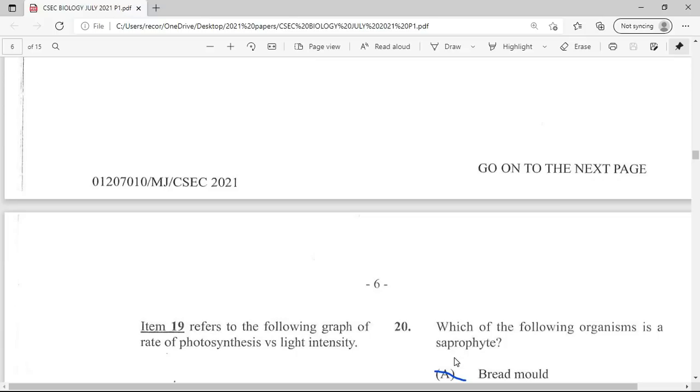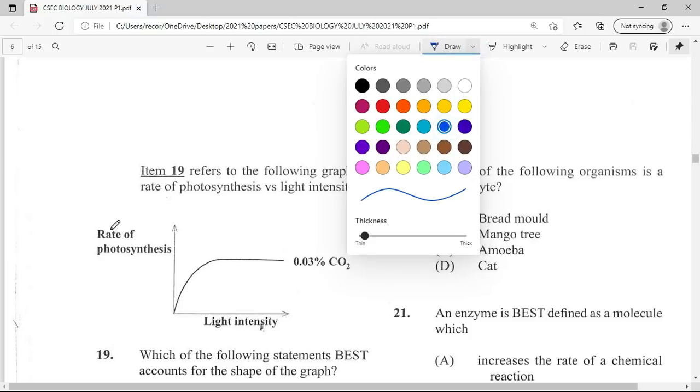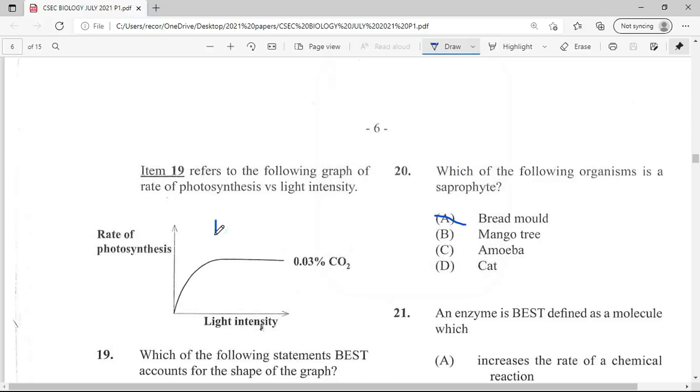Item 19 refers to the following graph of rate of photosynthesis versus light intensity. And this graph comes directly from your textbook. You are following photosynthesis. So if you look at that, the rate of photosynthesis versus light intensity. When we look at the sigmoid growth curve, and I'm going to be doing a little drawing here, we said that once we have environmental resistance in the sigmoid growth curve, what would have happened is that we're going to have dieback. We won't have this unrealistic, what we call J curve, right?